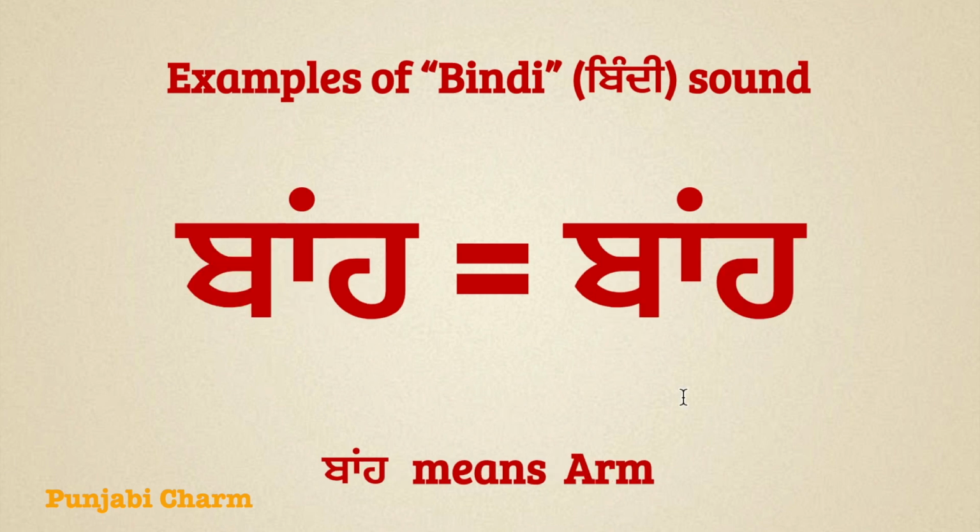The next word is ba. Ba means arm. To read this word, we can say Babbe nu kanna utte bindi, ba. Ba. You can repeat after me. Ba. Let's check out next word.